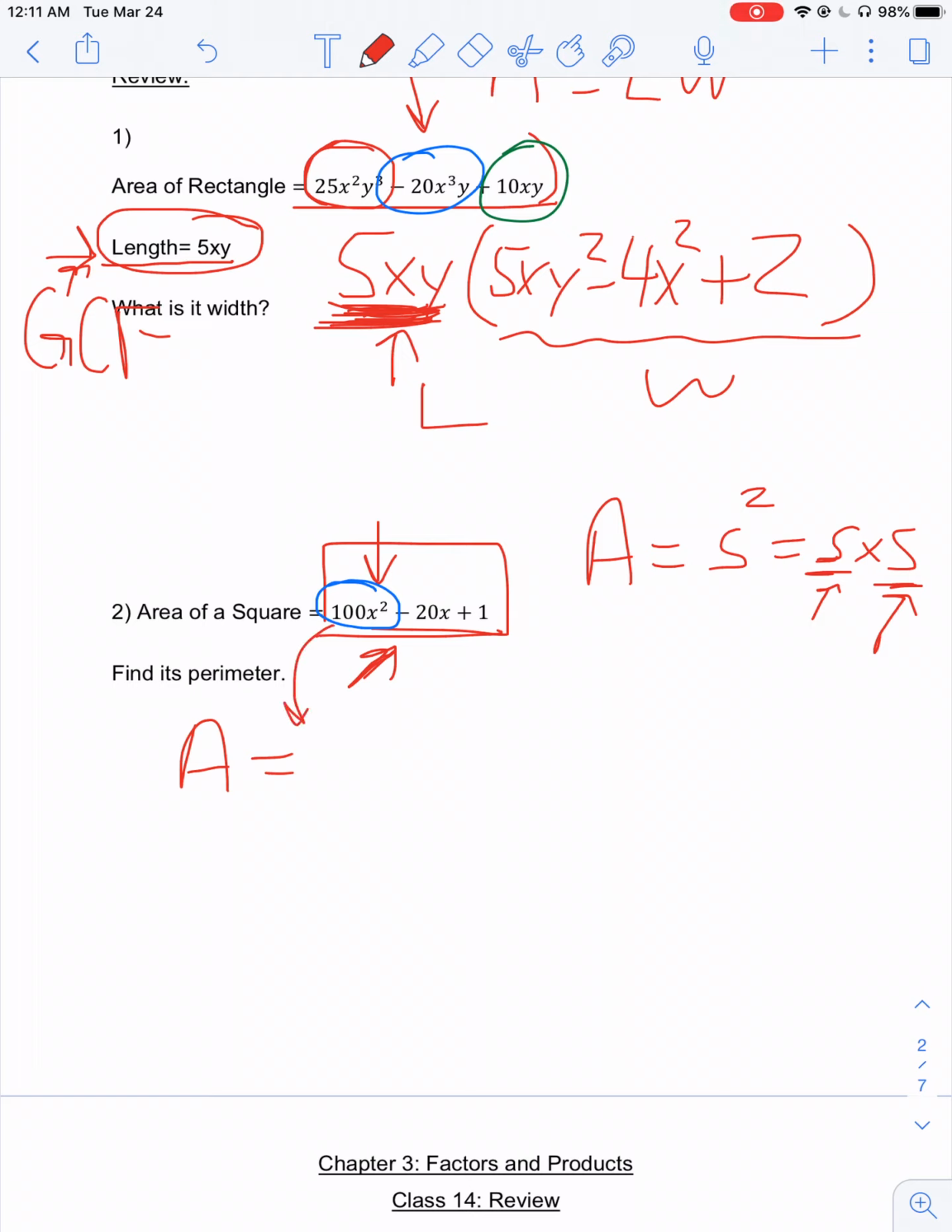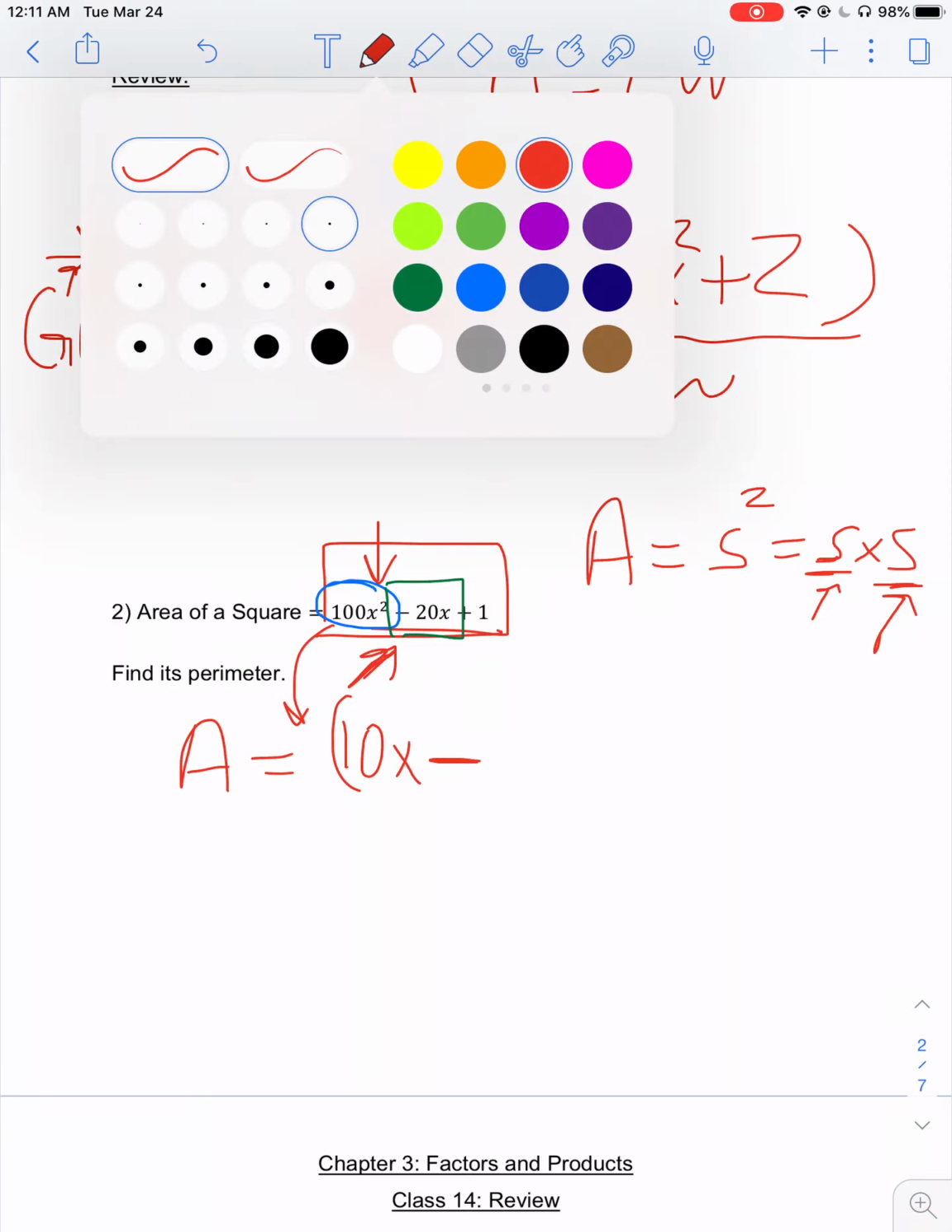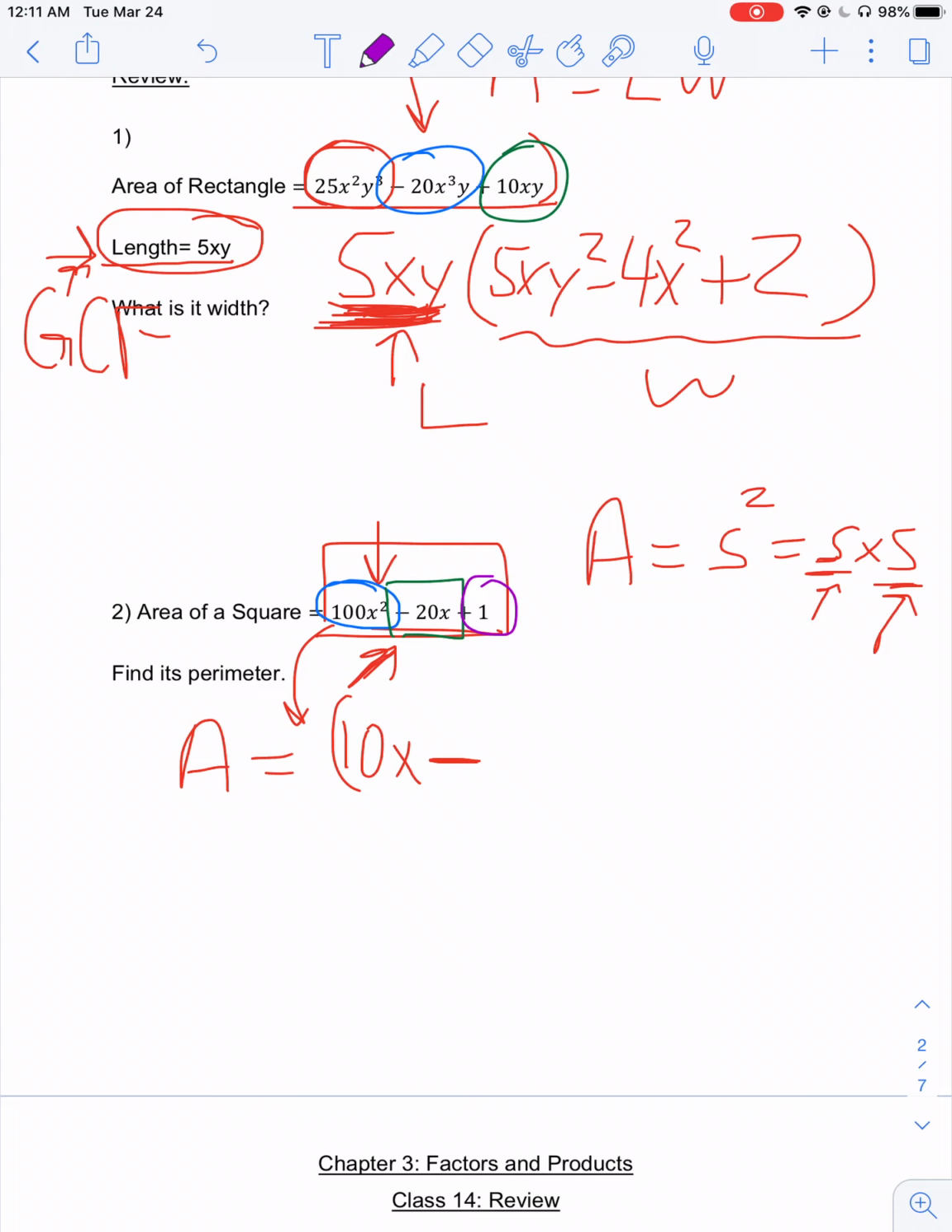Okay, so take the square root of 100. That will give me 10. Then you take the square root of x squared, which is x. Okay, so this is inside the brackets. Now, because I have a negative in my second term, I'm going to put a negative sign here. And then you have to take the square root of the last term. So your last term over here, let me use a different color, is 1. So the square root of 1 is just 1, okay? And then you square this, right? So that's how you factor a perfect square trinomial.